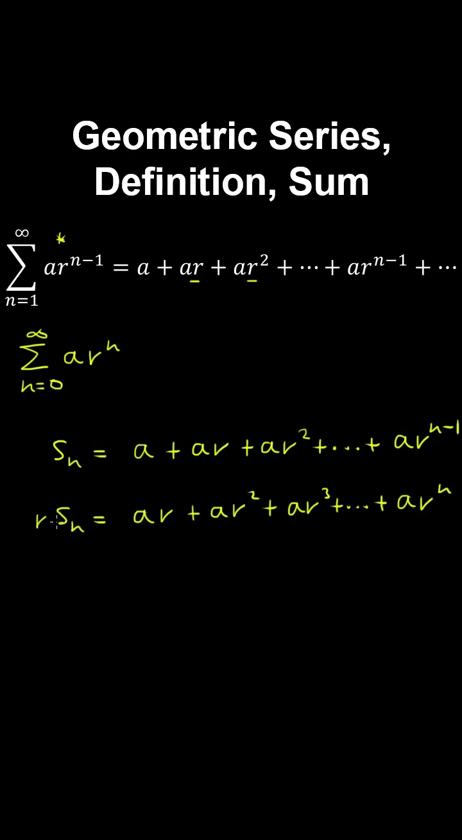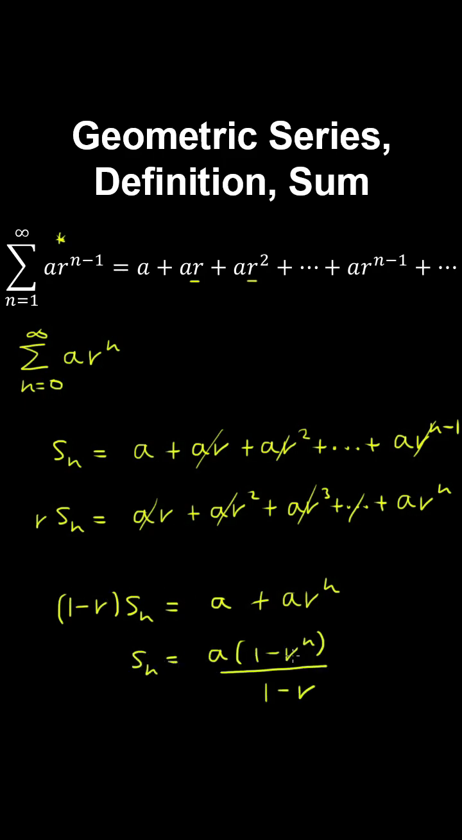And now if we subtract the second equation from the first, we obtain the following expression, and on the right hand side, you can see that all these terms are going to cancel, except a and ar to the n. Now if we factor out a and divide through by 1 minus r, we obtain the following result. Now we can observe that when the ratio r is less than 1, then this term here approaches 0 when n approaches infinity, and therefore the series converges with the following sum.